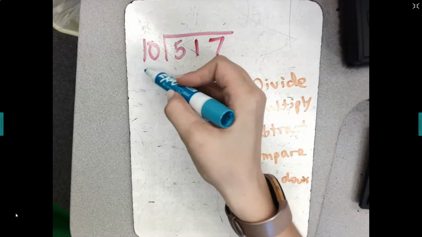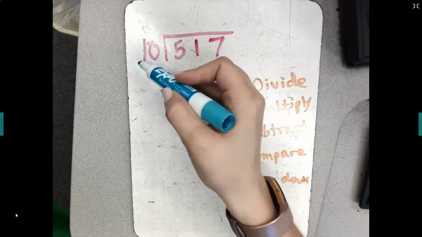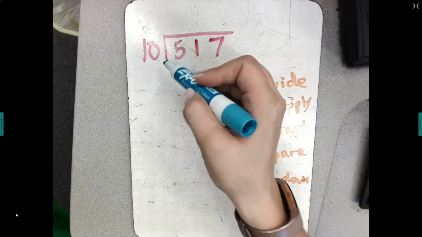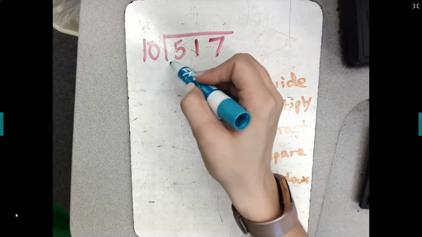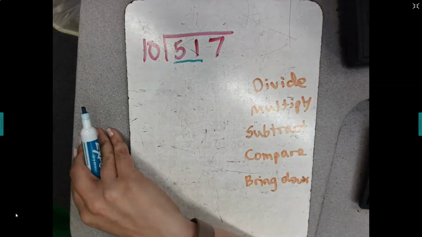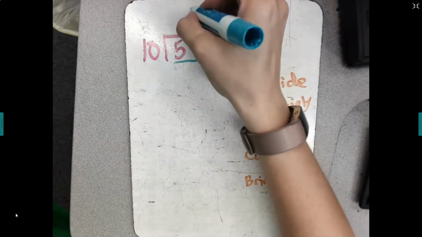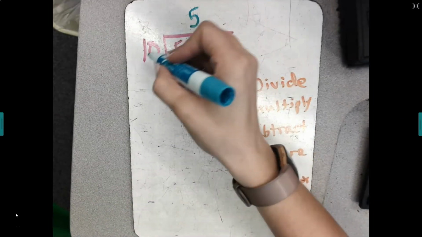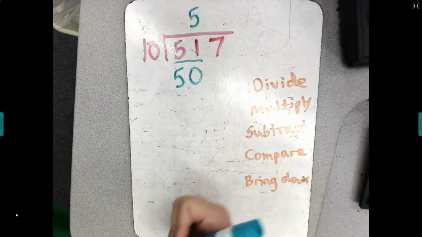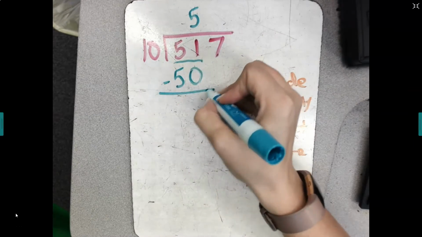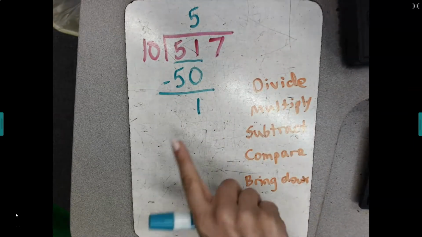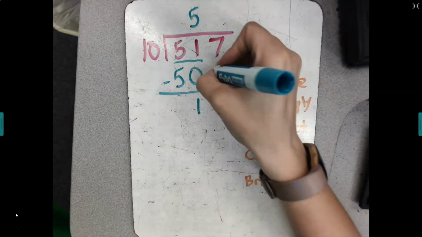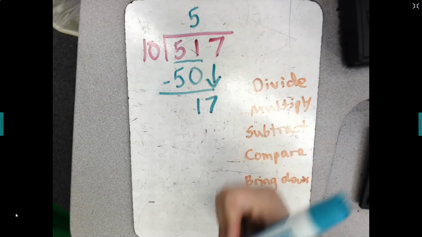Let's start here. We're seeing how many groups of 10 we can make from 5. That would be no groups. So we will go directly to 51. So how many groups of 10 can we make from 51? Well, that would be 5. Okay, so then I multiply 10 times 5 is 50. Subtract. Compare, 1 is less than 10, and then bring down my 17.